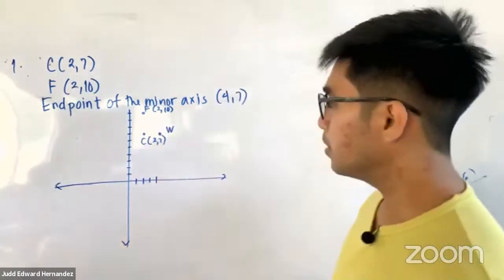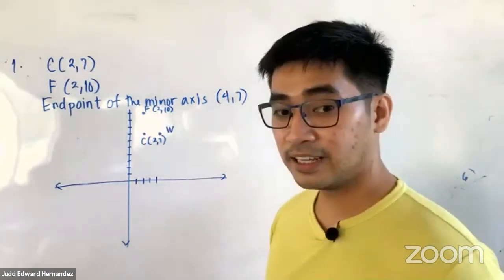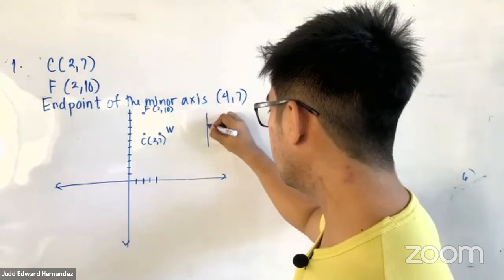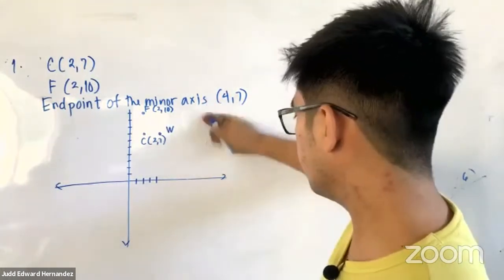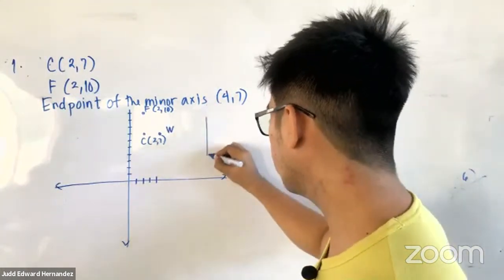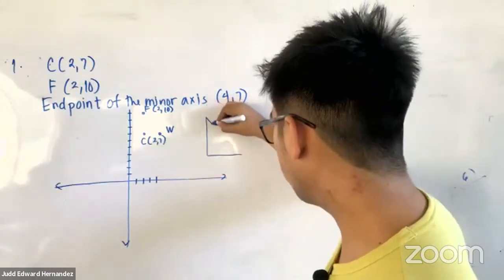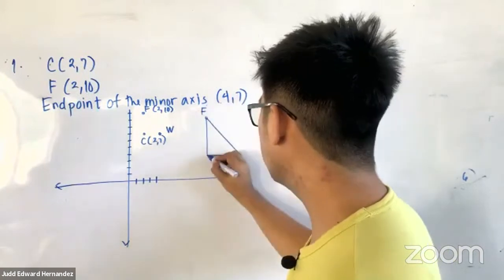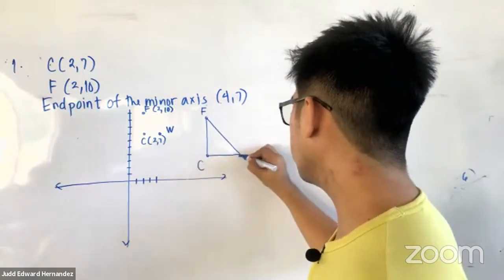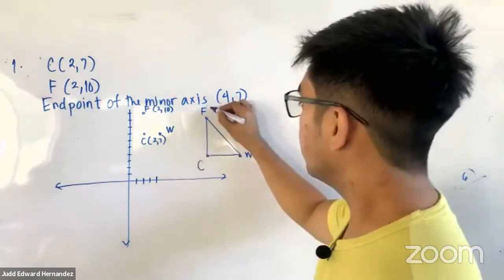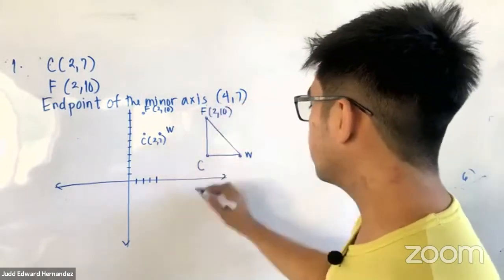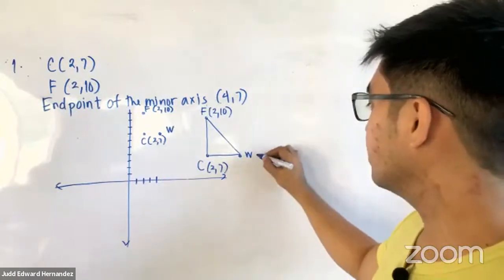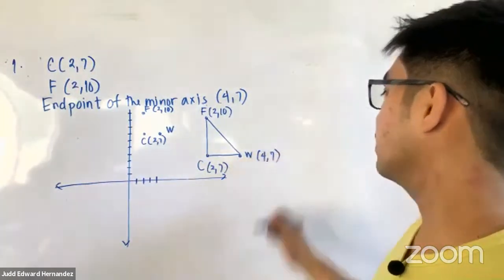Okay. So, kung mapapansin mo, magkakaroon tayo ng triangle. Okay, we have the triangle. Susulat ko na lang yung triangle natin. Okay, this is F. This is the center. This is W. The location of F is 2, 10. Para mas malaki, the center is 2, 7. And the co-vertices is 4, 7.